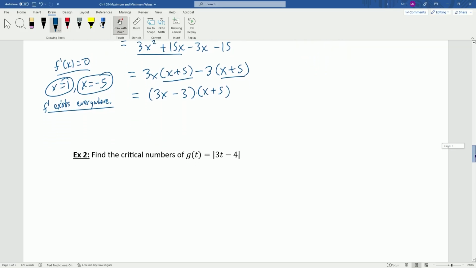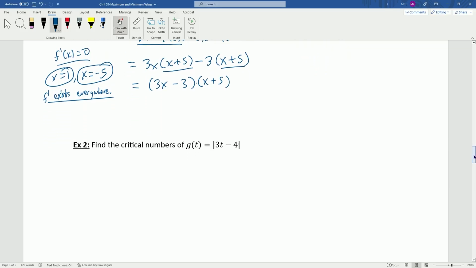All right, let's go ahead and take a look at another example here. Find the critical numbers of g of t equal to the absolute value of 3t minus 4. So remember, absolute value is a piecewise function. So 3t minus 4 when 3t minus 4 is positive or 0. But that's the same thing as saying t is greater than or equal to 4/3. And it's the negative of 3t minus 4 when 3t minus 4 is negative, or when t is less than 4/3.